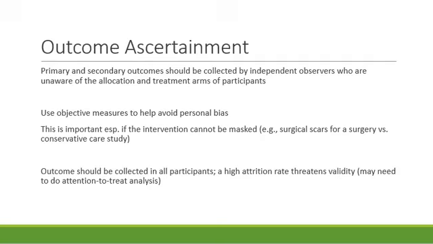Primary and secondary outcomes should be collected by independent observers who are unaware of the allocation and treatment arms of participants. You should use objective measures to help avoid personal bias. This is important, especially if the intervention cannot be masked. For example, surgical scars for surgery versus a conservative care group. Outcomes should be collected in all participants, and a high attrition rate threatens the validity.